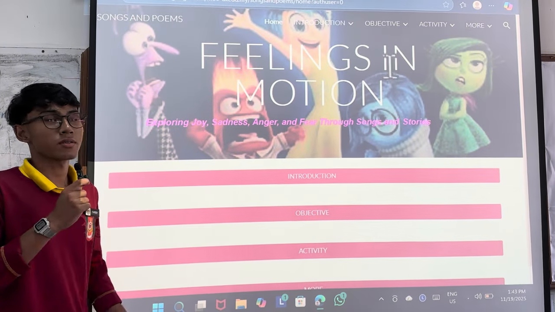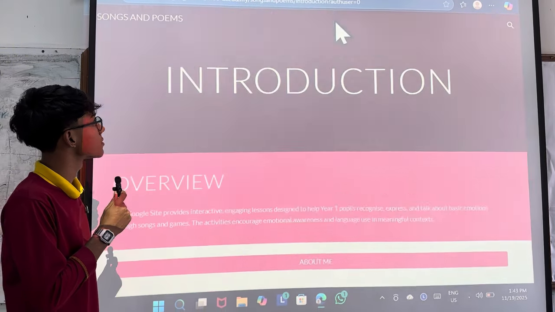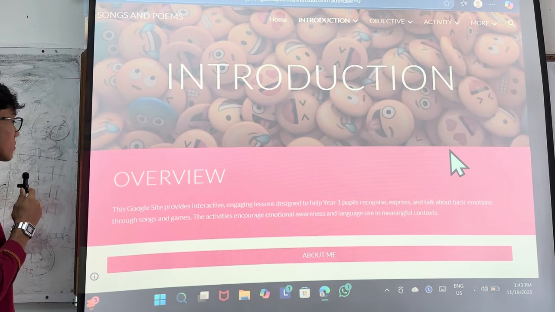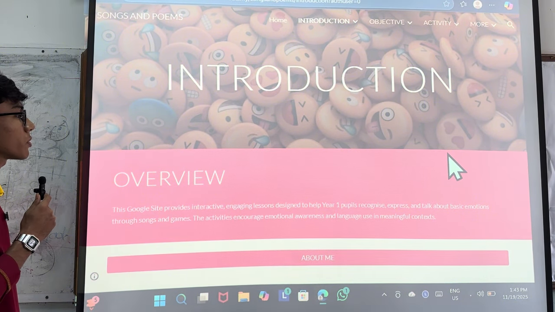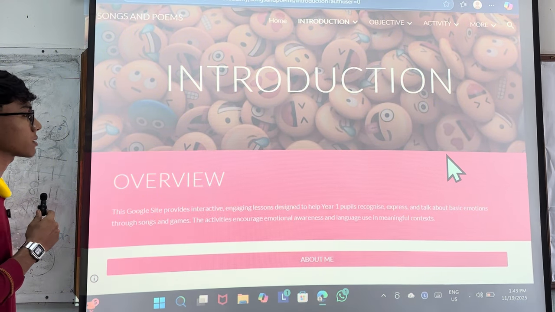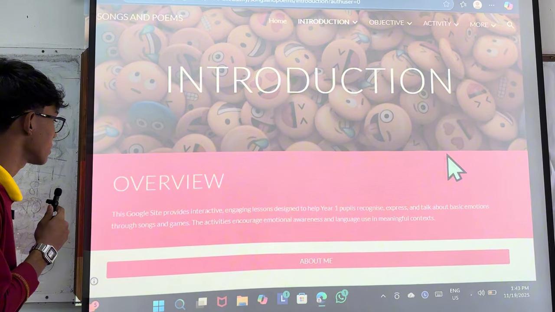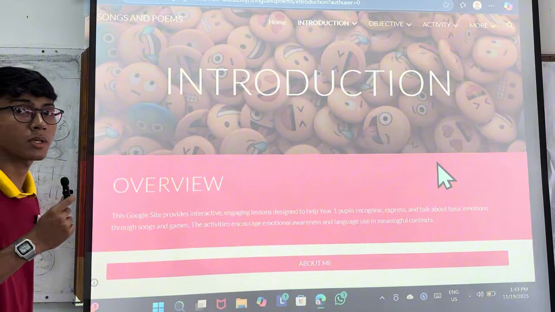Let's move on to the introduction. This Google site provides interactive, engaging lessons designed to help Year 1 pupils recognize, express and talk about basic emotions through songs and games. The activities encourage emotional awareness and language use in meaningful contexts.